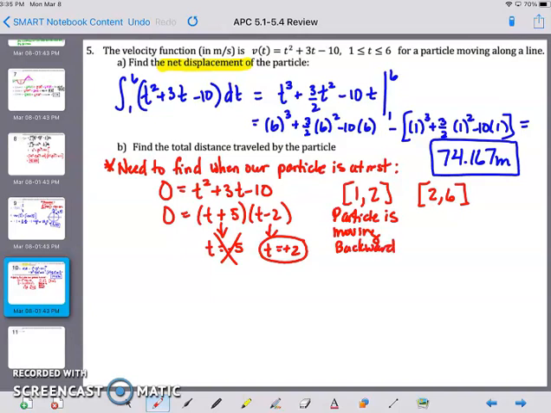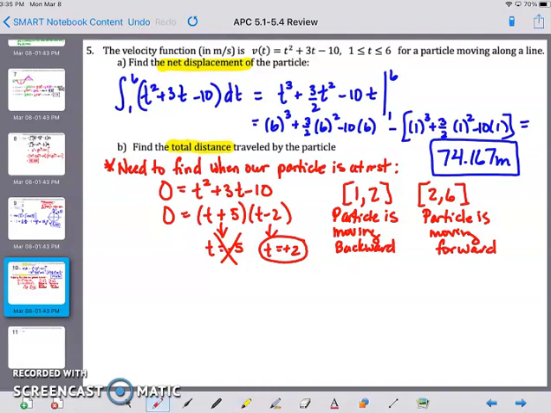Which means obviously then over here from 2 to 6 seconds, the particle is moving forward. And we care about this because when we calculate our total distance traveled by the particle, we're going to do it with two integrals. We're going to do the integral from 1 to 2, and we're going to do the integral from 2 to 6, because we know that the integral from 1 to 2 is going to come out negative, so we'll have to take the opposite of that so that the absolute value of our distances are positive when we're adding them together, and we're getting the total distance traveled by the particle.